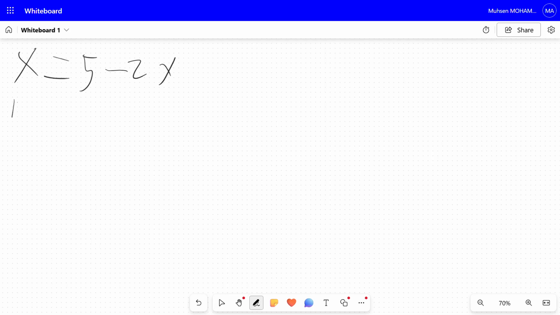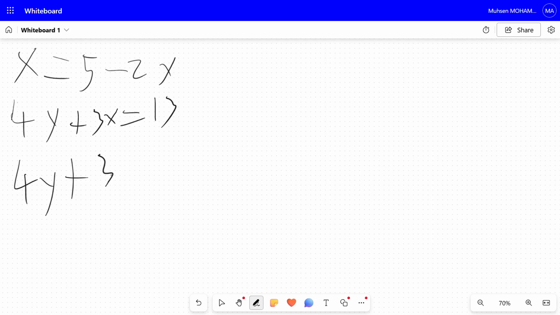and 4y plus 3x is equal to 13. What I can do here is just directly substitute x, which is 5 minus 2y, into the second equation. So what will happen is 4y plus 3 times the substitution of x, which is 5 minus 2y, is equal to 13.